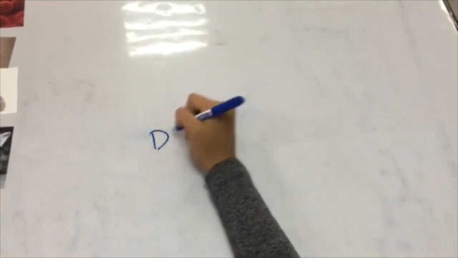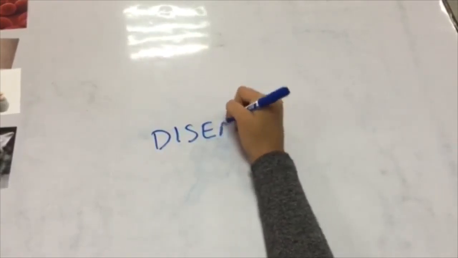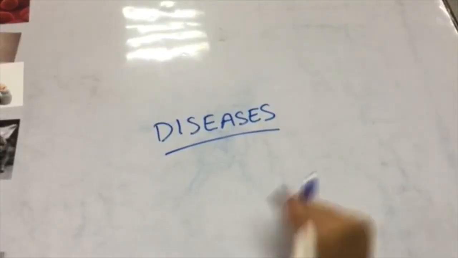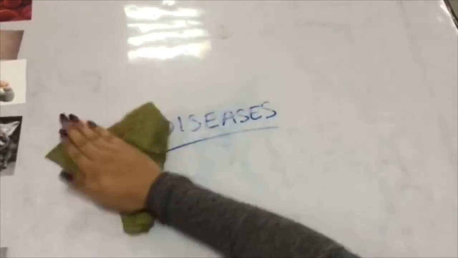Now that you've learned about the basics of how diseases are spread, we can go further into depth about the immune system and how our bodies work to keep us alive and healthy by fighting pathogens.